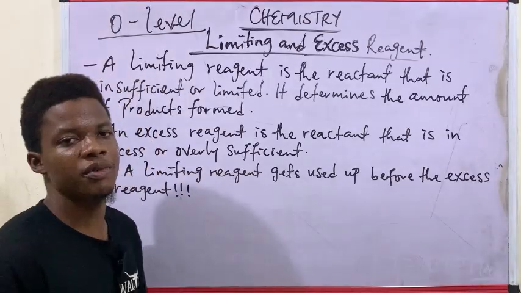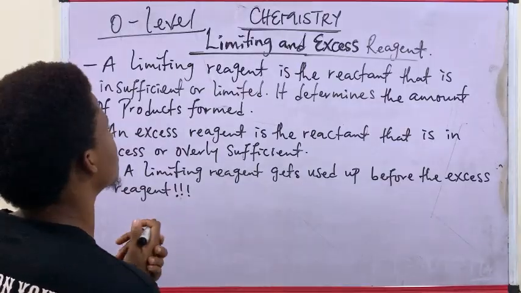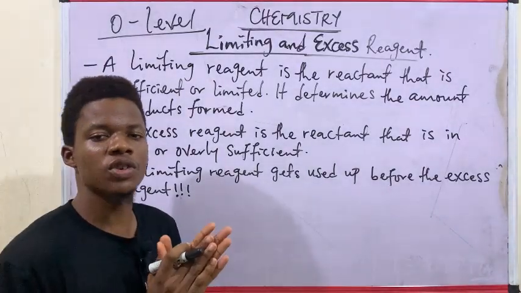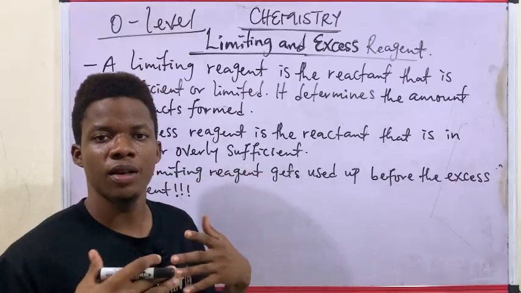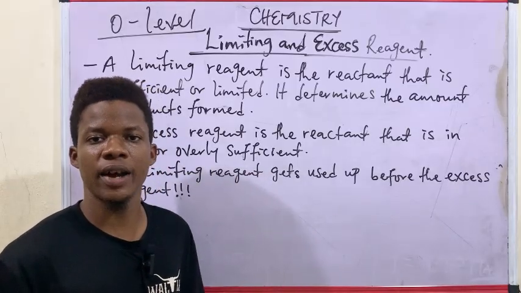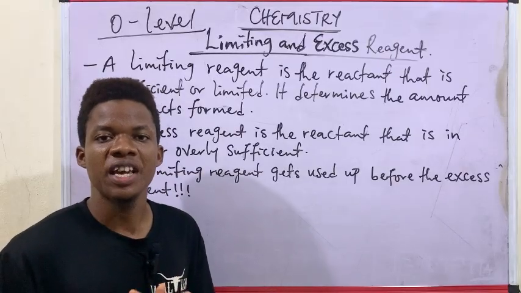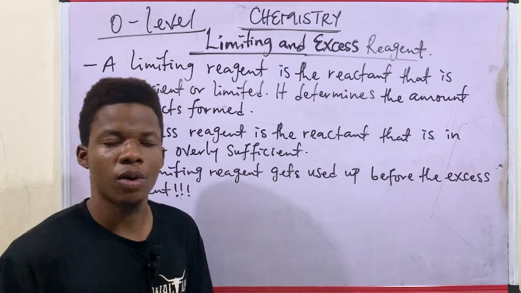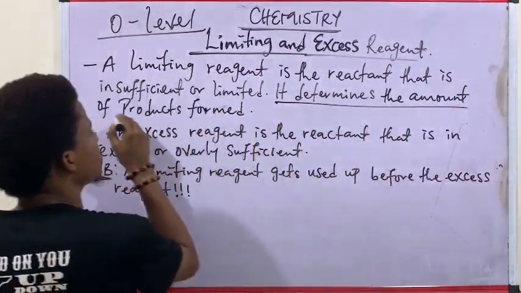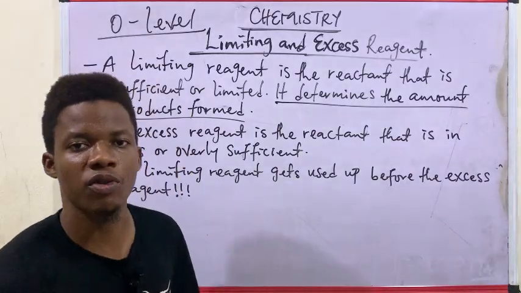Now, what is a limiting reagent? A limiting reagent is the reactant that is insufficient or limited. Just like the name implies, limiting reagent. So it is the reactant, all right, that is in limited supply, or that is what? Insufficient. All right. So, and it determines, please take note, it determines the amount of product formed. The limiting reagent determines the amount of product formed.